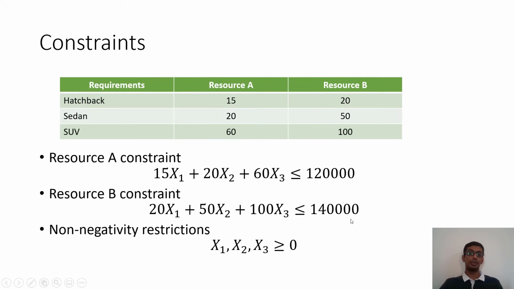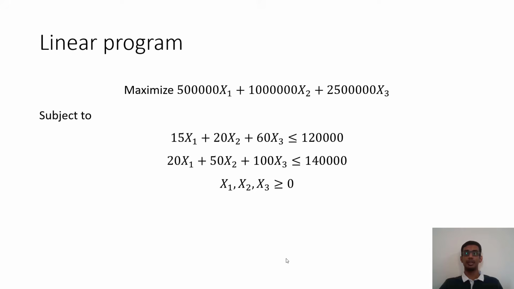And since you cannot produce a negative number of cars, you have the constraint that these three variables are non-negative. Now you are done. You have formulated the linear program which looks like this. You are maximizing the revenue subject to a set of constraints, and you have the non-negativity constraint in here. This is how a linear program looks.